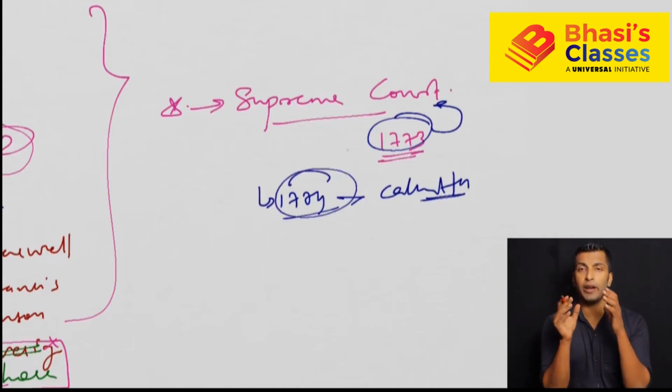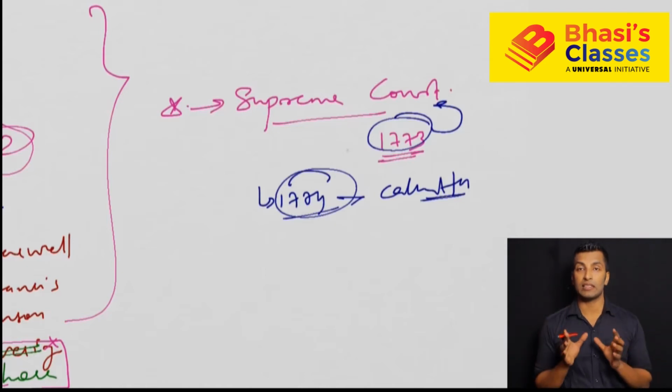Now, one more very important point. This Supreme Court, you should not confuse it with the modern day Supreme Court. That we will discuss when we discuss the 1935 Government of India Act. Okay, this Supreme Court was established only for the trial of Europeans. There is no connection to the modern day Supreme Court.